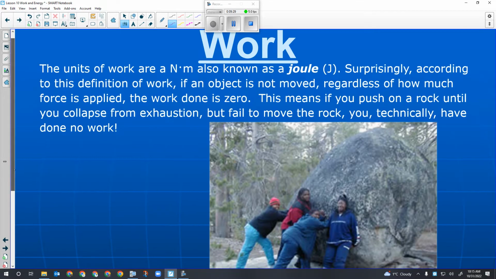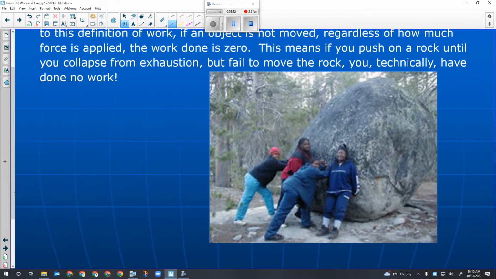So these girls here, when they push on this rock, are they doing any work? No. Okay? They're not changing the mechanical energy of the rock. They could push on that thing like that all day and all night and for the next few years probably. Okay? And it's not going to go anywhere. They're not going to change the energy of the rock. Thus, they're not going to do any work. Why would they get tired then?